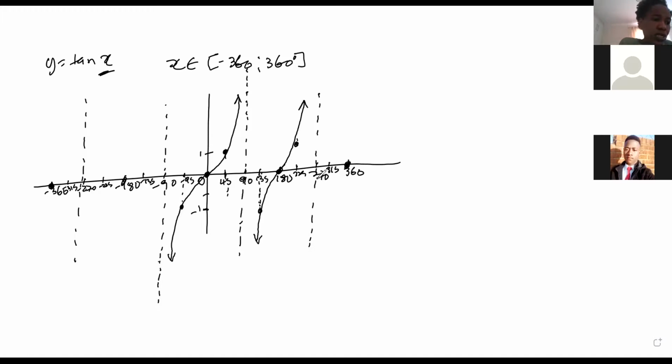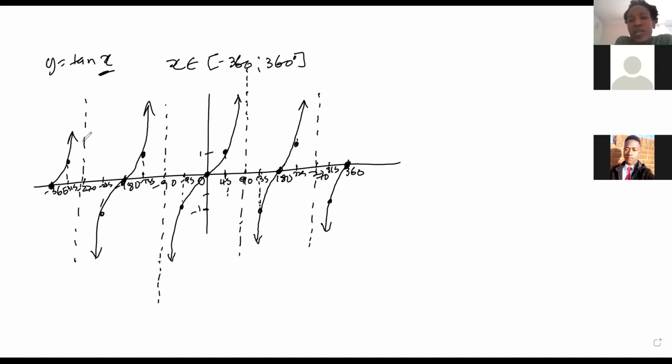Okay. So tan 315 is -1. So we are somewhere here. So the graph will be like this. And then this side, tan -135 is +1. So this one will be this side. So we have something like this. Then tan -315 is +1. So we are like this. Okay, so this is your tangent graph.